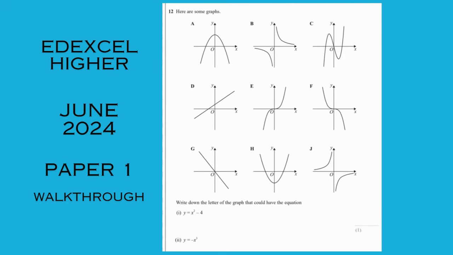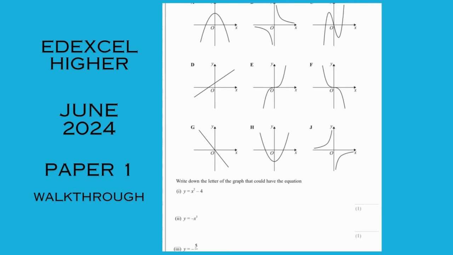Number 12, good old matching graphs. I always look at them and go, what shape will they be? Well, we've got an x squared. Positive x squared will be our old trough shape, and it's moved down 4 squares. So of all these, it can't be A. That would be a negative x squared graph, so it has to be H.